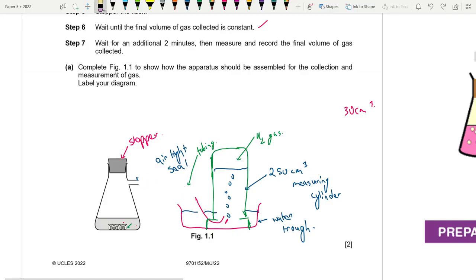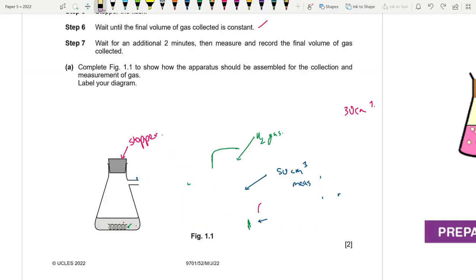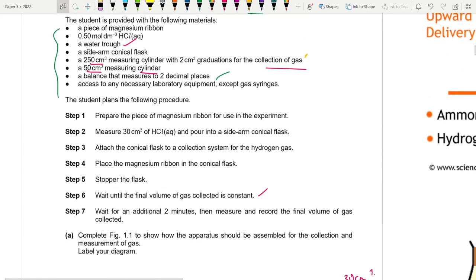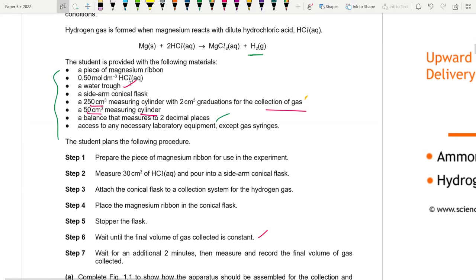Label your diagram. Okay, so let's begin. So we label the stopper and we have the side arm conical flask. So we are going to collect it over water. We are given a trough, right? We have a water trough and we have a 250 cm3 measuring cylinder for collection of the gas.